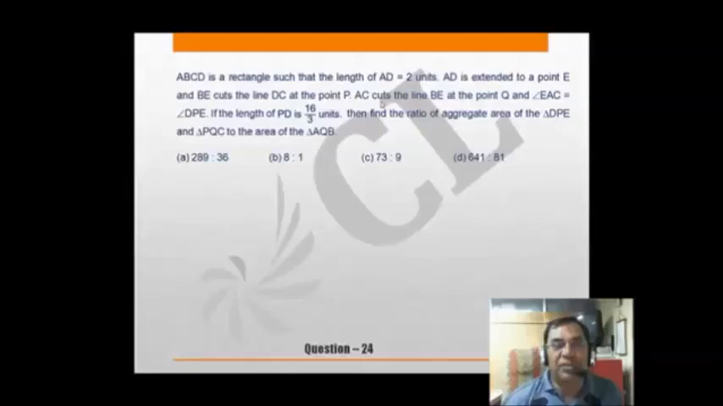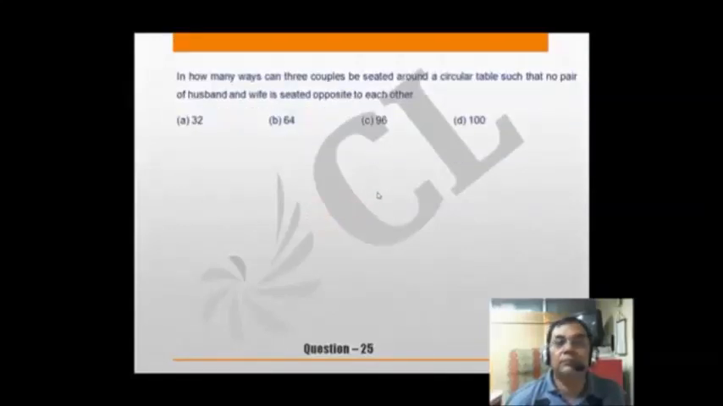The diagram is not there, so I'll be making this my second round question. Can 3 couples be seated such that no pair of husband and wife is seated opposite to each other? Okay, so simple case.